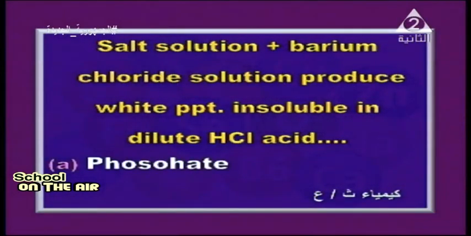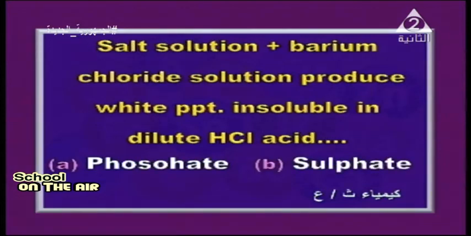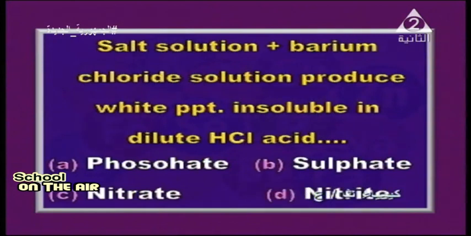Next point. Salt solution plus barium chloride solution produces white precipitate insoluble in dilute hydrochloric acid. Is it phosphate or sulfate or nitrate or nitrite? If you think about this radical, yes, the answer will be sulfate, as it is insoluble in dilute hydrochloric acid.